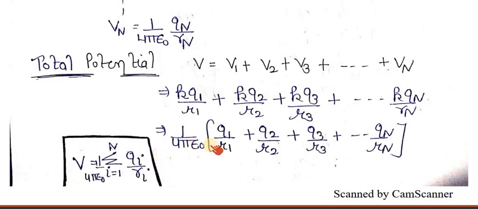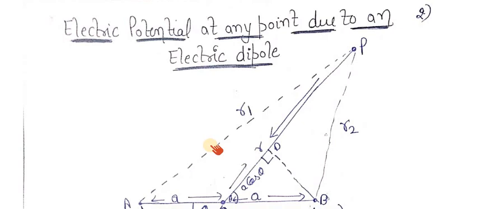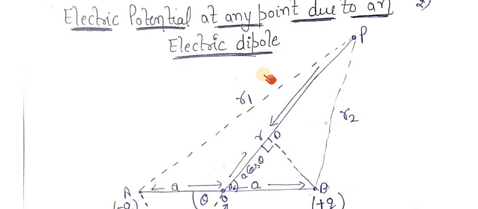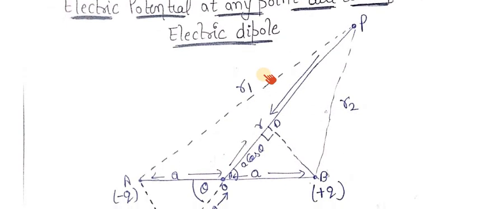So please remember it. Okay, let's move to our second derivation, that is electric potential at any point due to an electric dipole. As you all know, in the chapter of electric field we have discussed the electric dipole. Now A and B. See, A is at minus Q, that means the first charge of the dipole is minus Q and the other is plus Q. The distance between them is A, right?